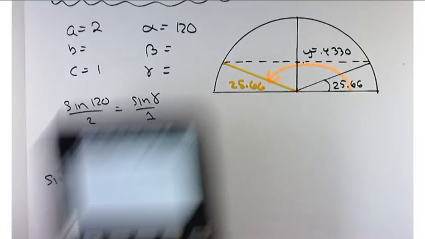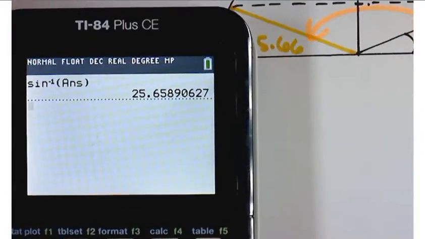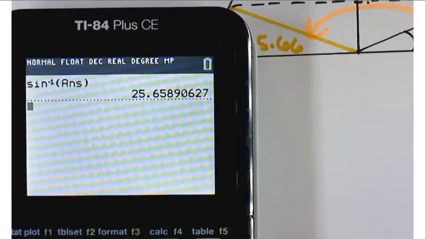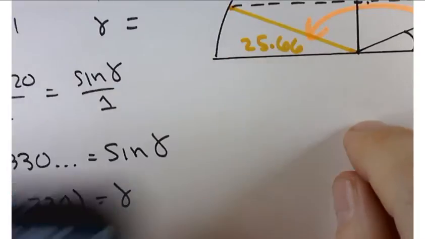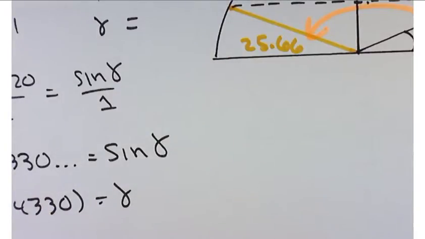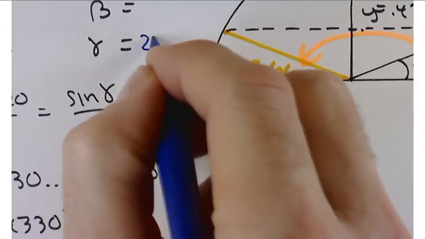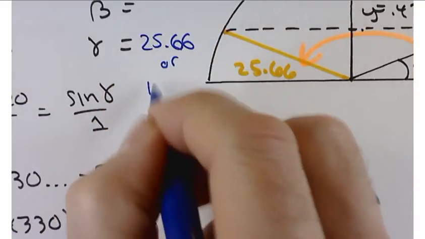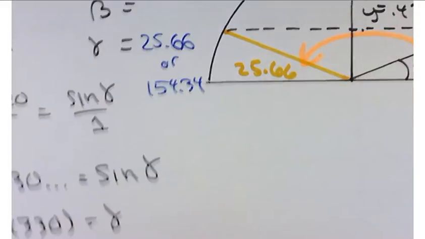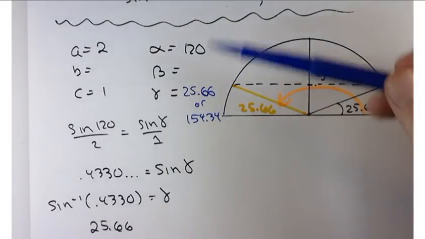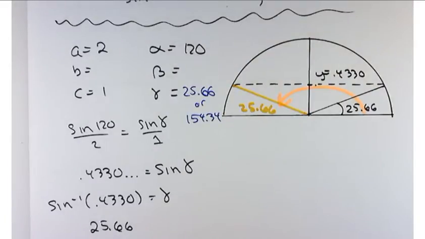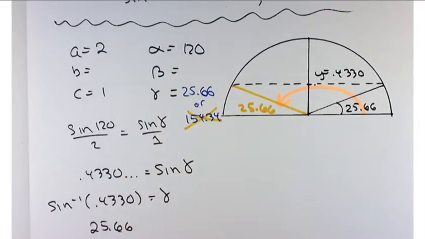All right, so we'll start out with the inverse sine of that gave me 25.66. I'll take 180 minus the previous answer. So these are my two possibilities for that angle, for gamma: 25.66 or 154.34. Why is that too big? Yeah. Those two angles add up to way more than 180, right? So this can't form another triangle. So you get exactly one case that you have to deal with.